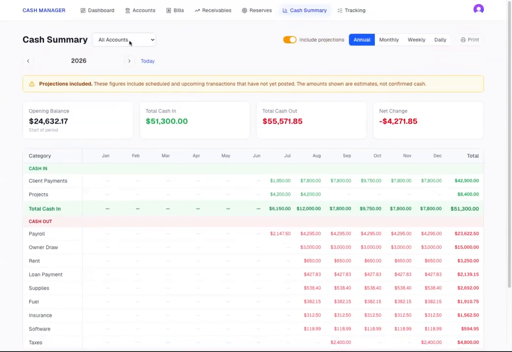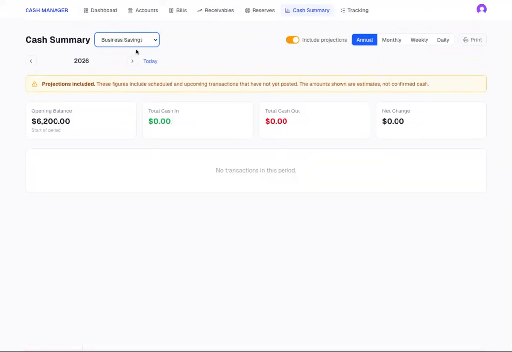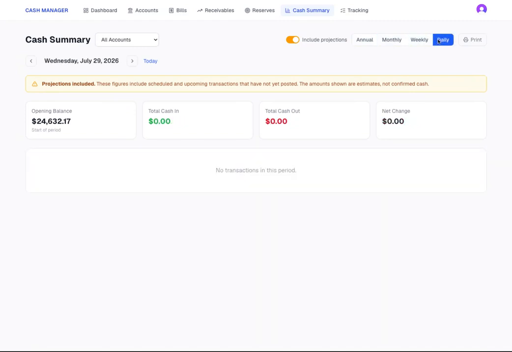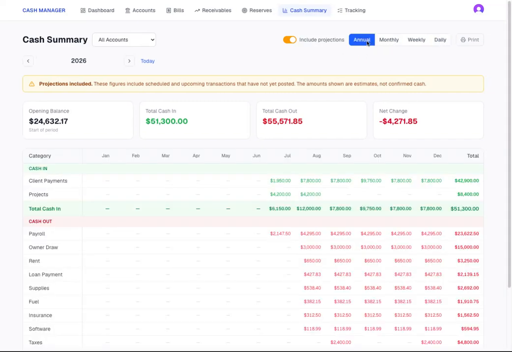You can also view this by each account. So you can see the operating account. And then we didn't have anything for the savings account, but just to show you that the filter works. You can also drill down by month to see what your balance is by month, by week, and by day, if there's a transaction for that day.